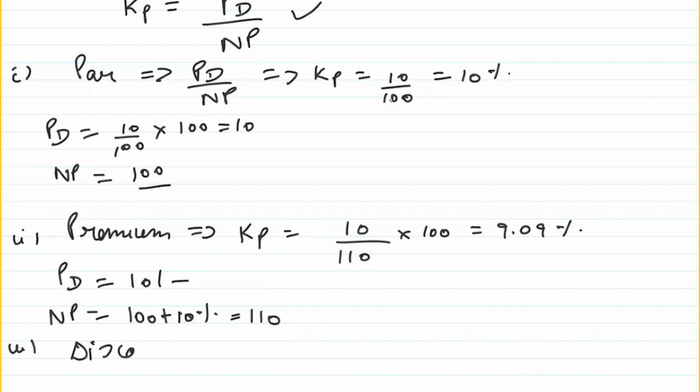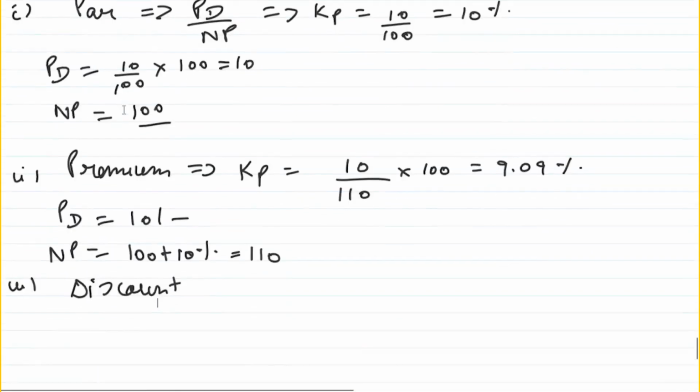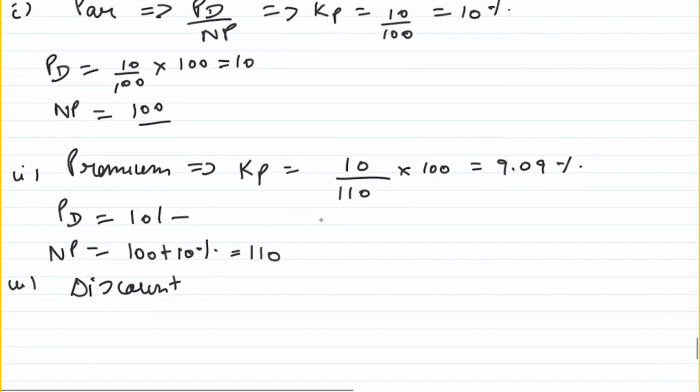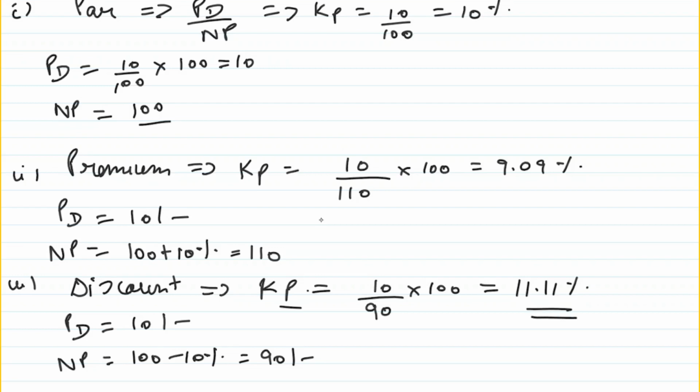Let's come to the third part. It talks about discount. Again, it is issued at a discount of 10%. So the value of KP will be how much? KP is equal to PD. In this case we know that it is rupees 10, and NP in this case will be 100 minus 10%. So that should be 90, right? So in this case the cost of my capital will be 10 divided by 90 into 100. So the value of cost of my preference share capital will be 11.11%, right? So these are the various questions that are there in your module.